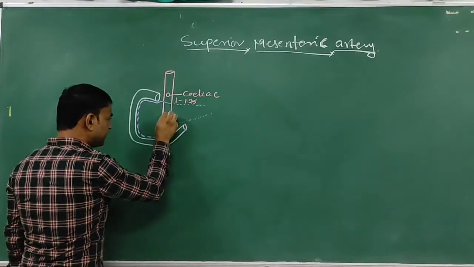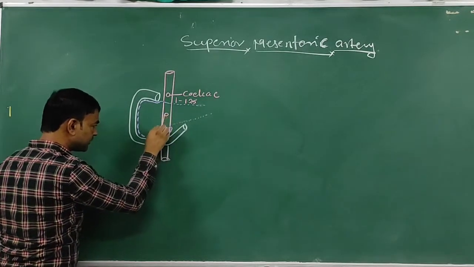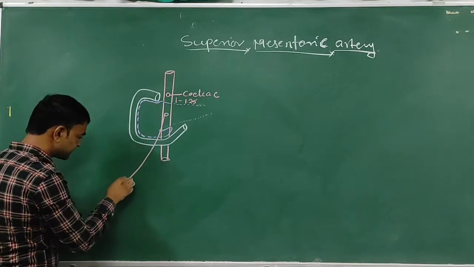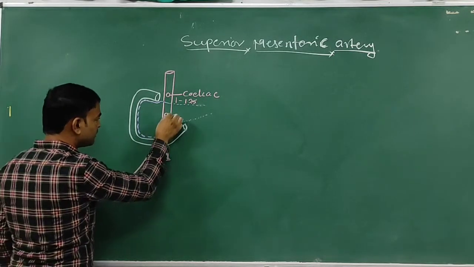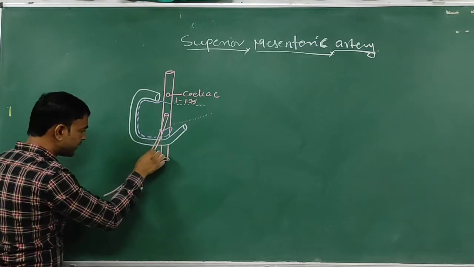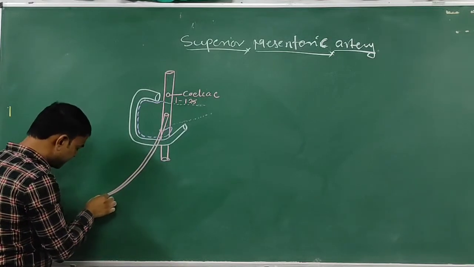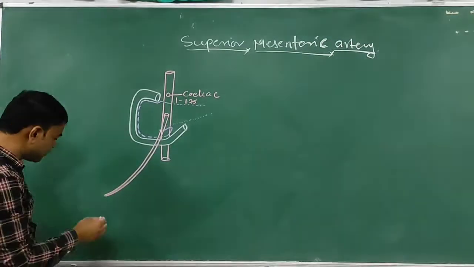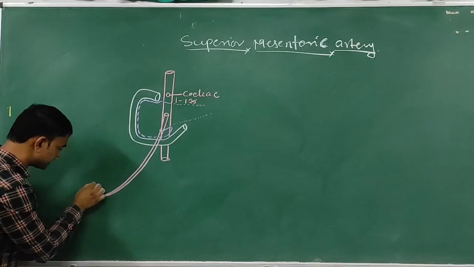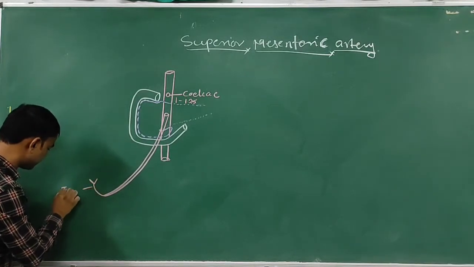The superior mesenteric artery runs downwards and toward the right side, and terminates in the right iliac fossa as a terminal branch. So this is the terminal branch.